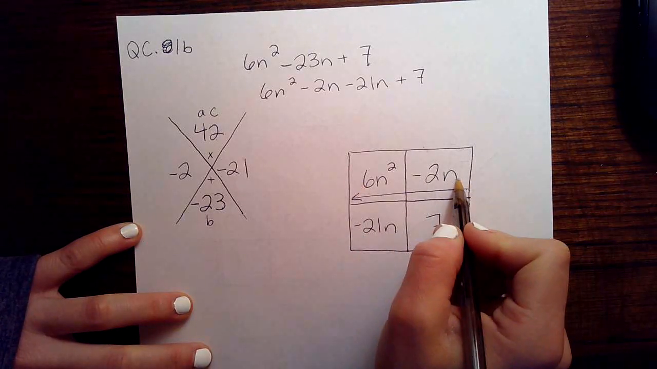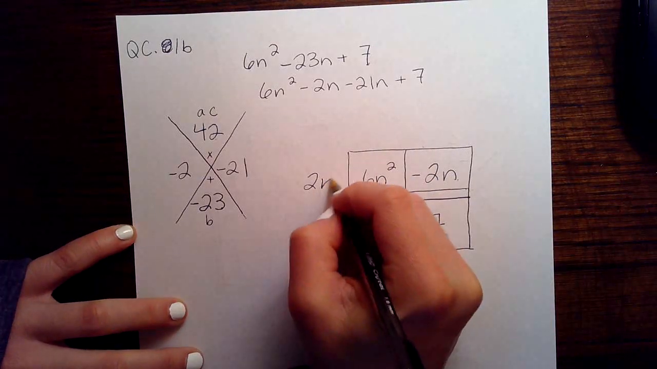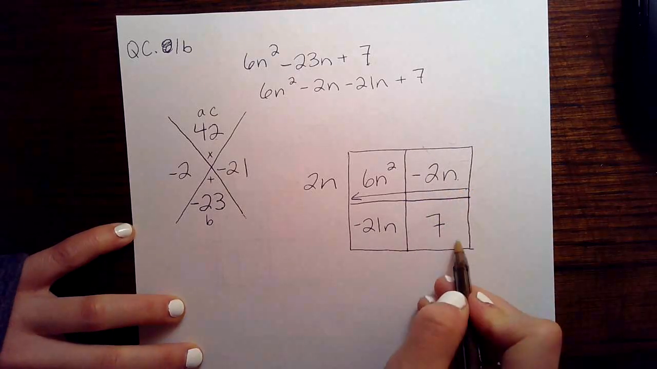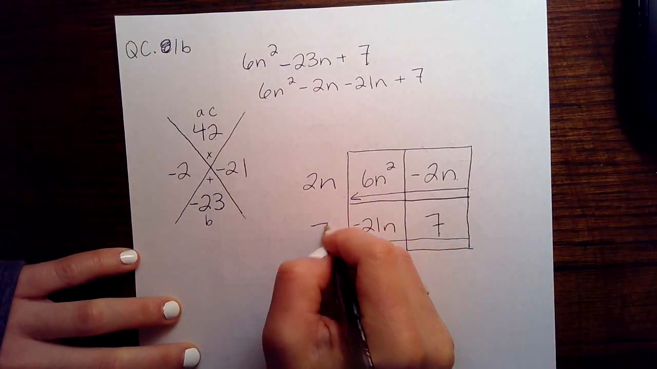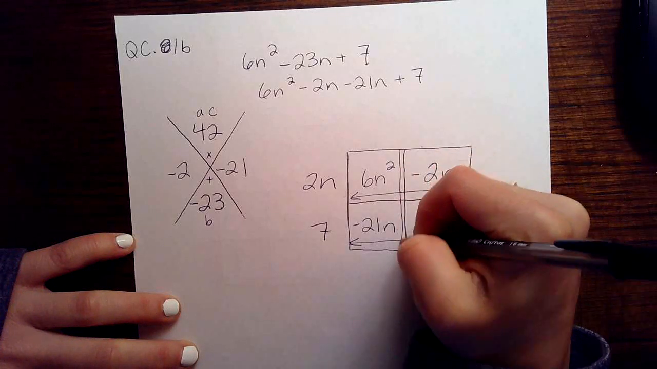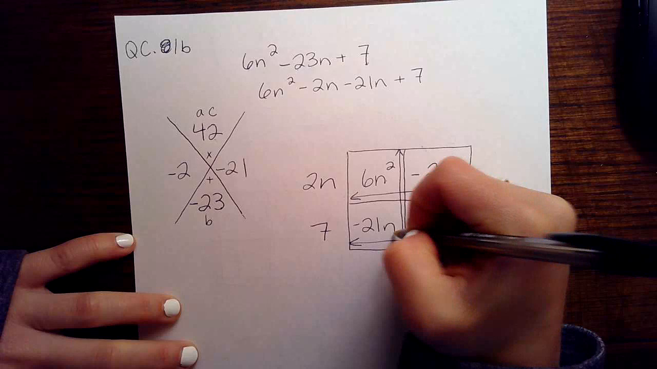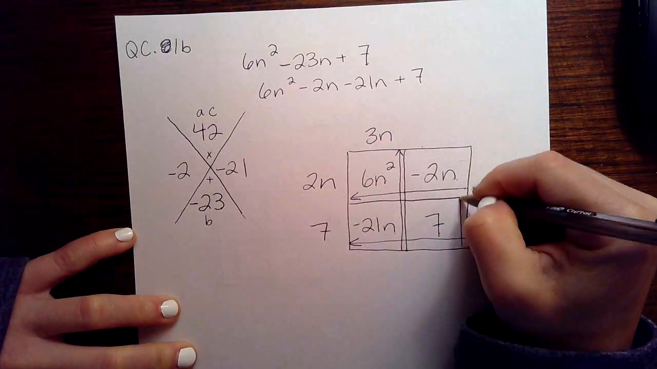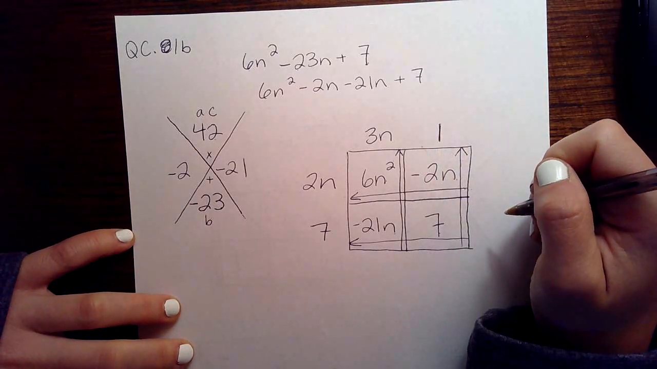6n squared and negative 2n, what they have in common is a 2 and an n. I'm going to hold off on that positive or negative until the very end. Again, in this second row, negative 21n and 7 has 7 in common. Again, we're seeing very similar patterns here in a different place, but still the same numbers. 6n squared and 21n has 3 and n in common. And then negative 2n and 7 just simply have 1 in common.